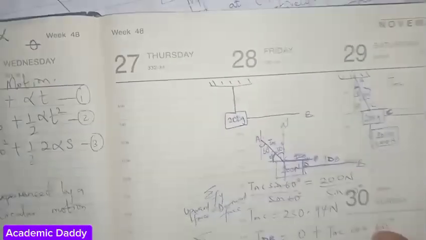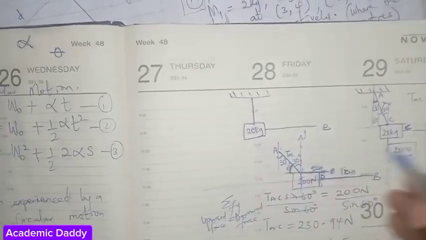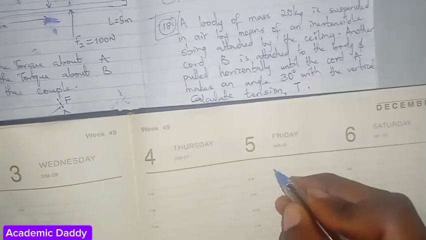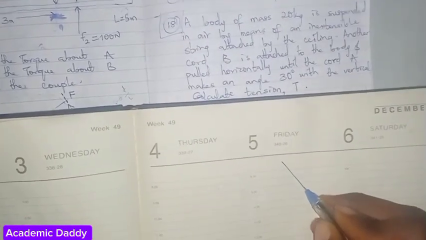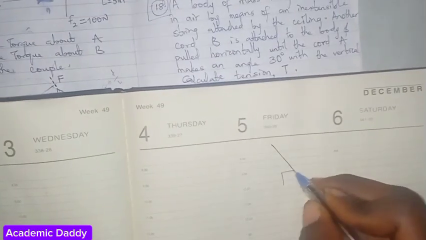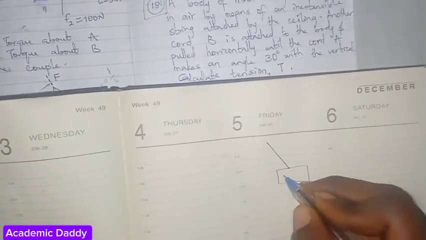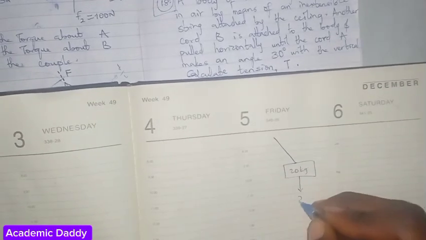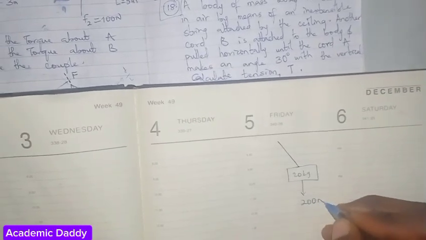Looking at the question, let's draw it again. If we project this to be the rope, and we'll have this to be our object, which is 20 kg, there is force acting downwards, which will be 20 times 10, which is 200 Newton.